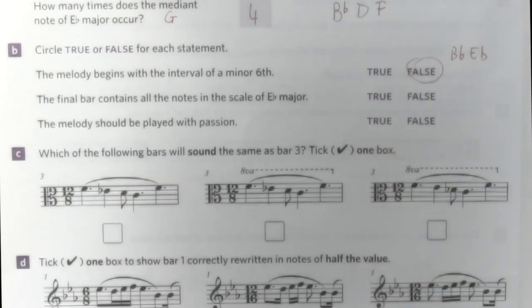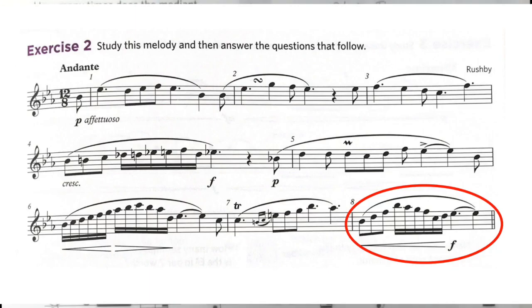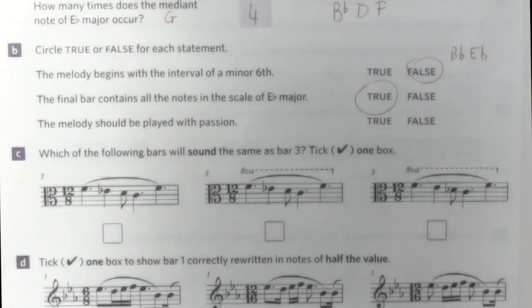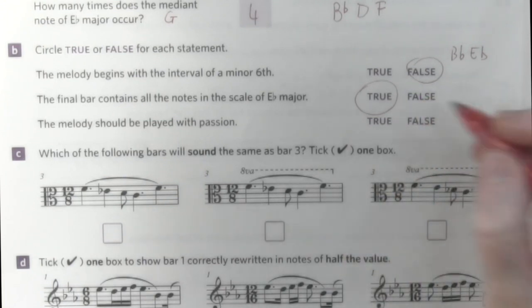The final bar contains all the notes in the scale of E flat major, and the answer is yes, because we have all of them: mi, fa, sol, la, si, do, re. Perfect. So we have all the degrees basically, not the notes maybe, but the degrees. The melody should be played with passion, and this is false because actually it is affettuoso.